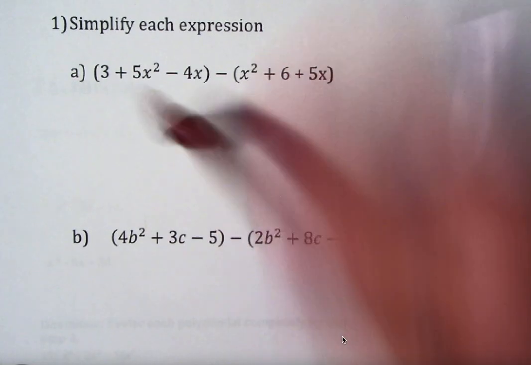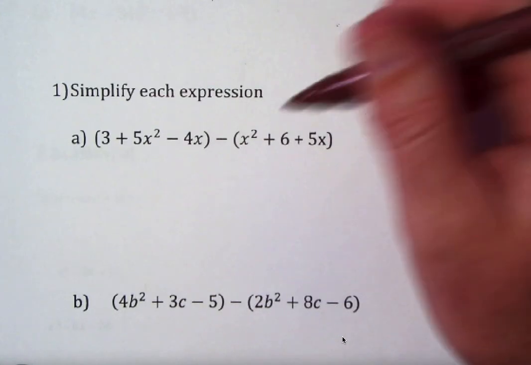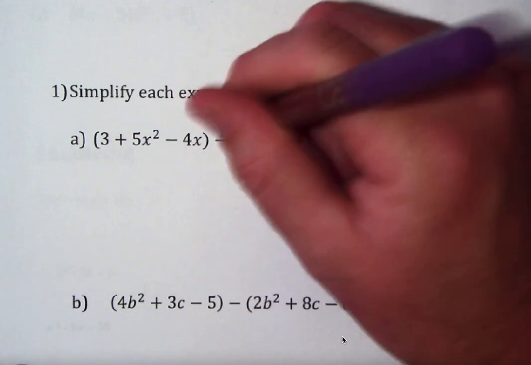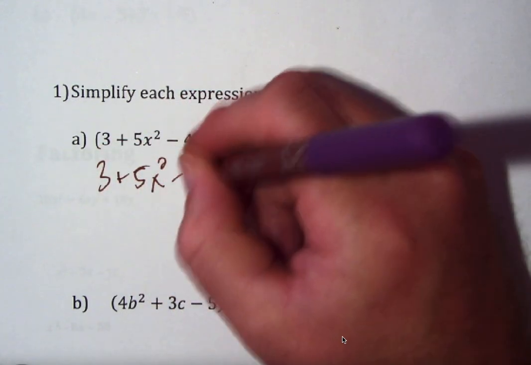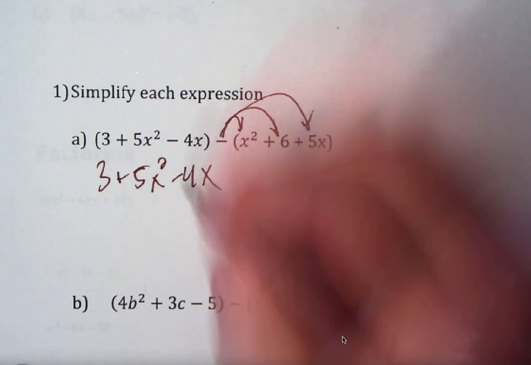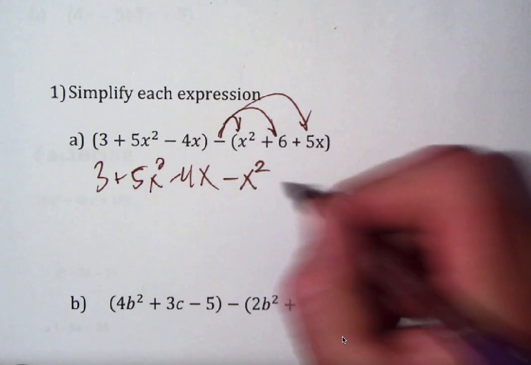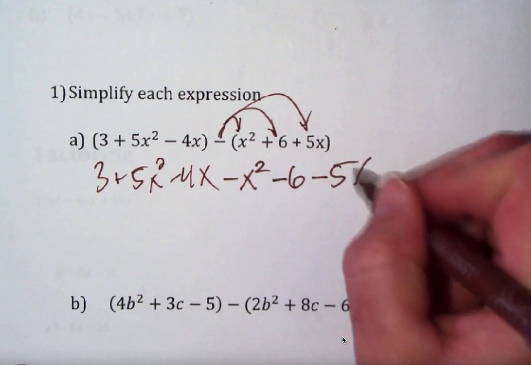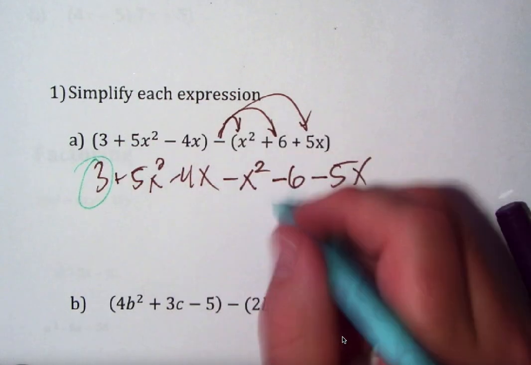All right, more of Chapter 6. We're going to test you on simplifying expressions by adding like terms. So pause me. Try to simplify it yourself. I'm just going to keep going. You're going to have to distribute the negative first. Okay, so you get 3 plus 5x squared minus 4x. Distribute the negative. All the signs are going to flip. So we get negative x squared minus 6 minus 5x. Okay? And you got to find like terms and do the math.